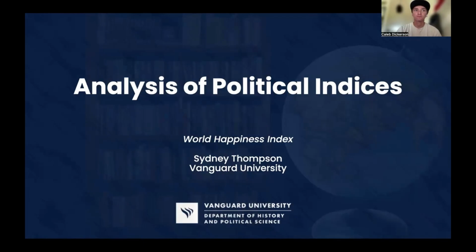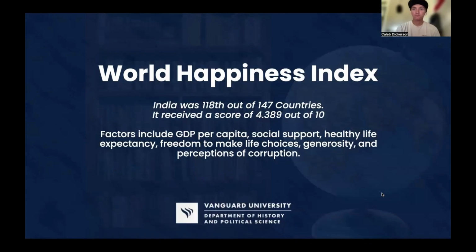The index I will be talking about is the World Happiness Index. The World Happiness Index is very interesting because how do you quantify happiness? That's the question we're going to be talking about, and we're going to be talking about India's score. India's score was 118th out of 147 countries, and it received a score of 4.389 out of 10. So a little bit on the lower end.